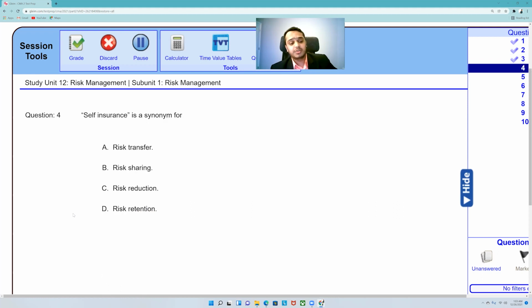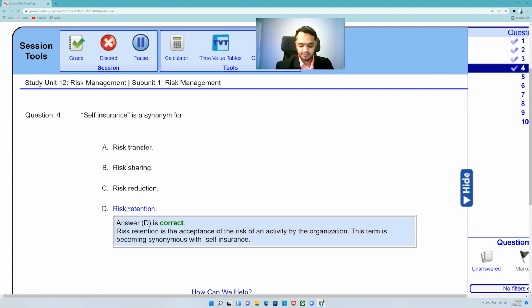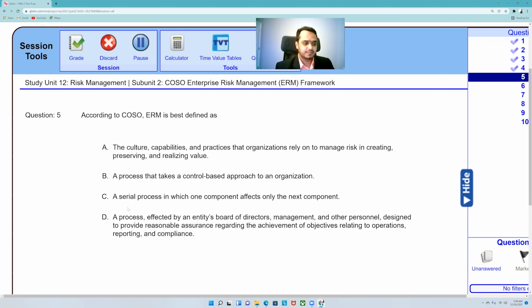Next question. Self-insurance is a synonym for what? If you are accepting the risk, if you are retaining the risk, that is self-insurance. Not transfer, not sharing, not reduction, but retention. Straightforward question. According to COSO, ERM is best defined as, again, a straightforward question. ERM is defined as the culture, capabilities, and practices that organizations rely on to manage risk in creating, preserving, and realizing value. Oh my God, that's a really good answer. This should be or can be the answer.